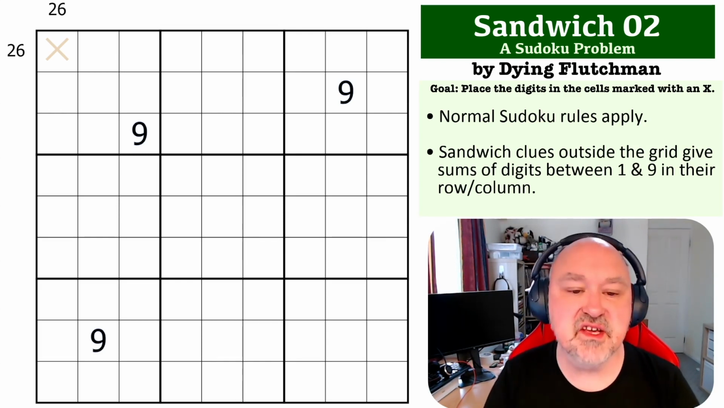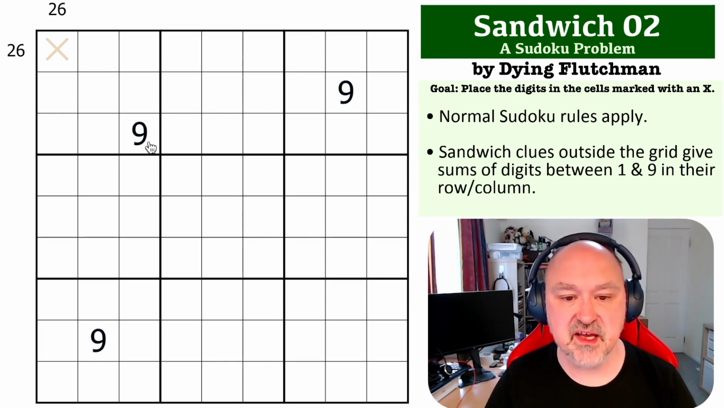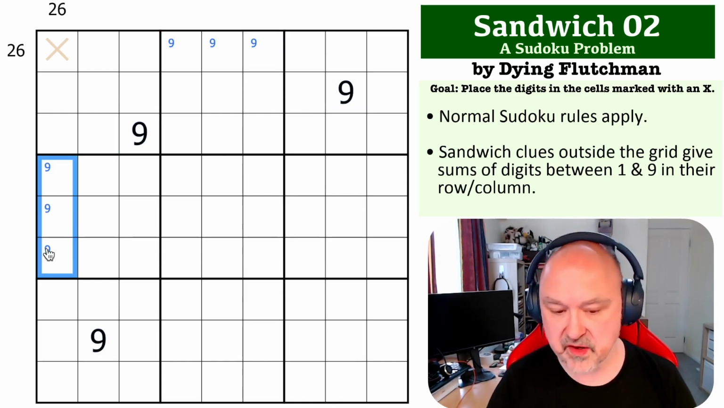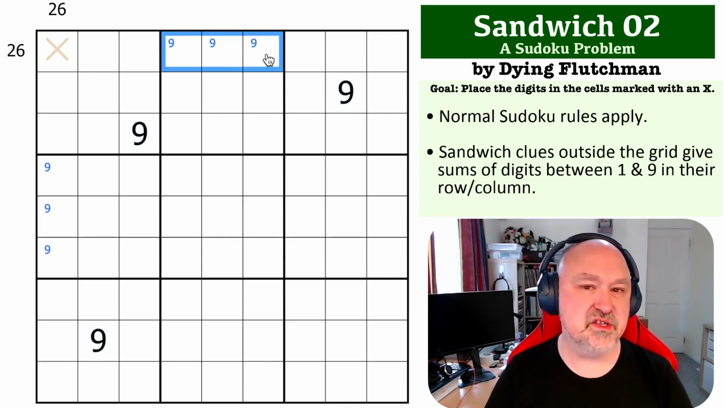Okay, so the first thing you can do with this one is basically just do Sudoku to pencil mark the positions of nines in row 1 and column 1. And because the puzzle is symmetrical, we can use some symmetry, but there's some tricks to this one.